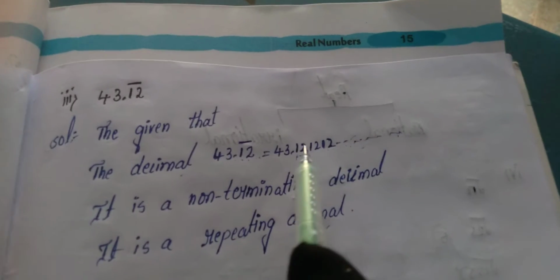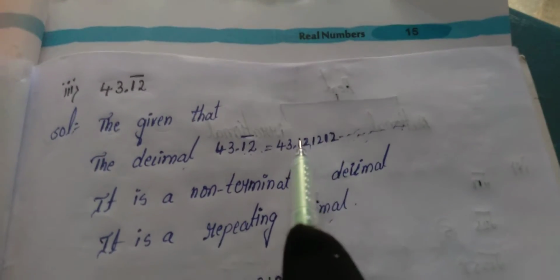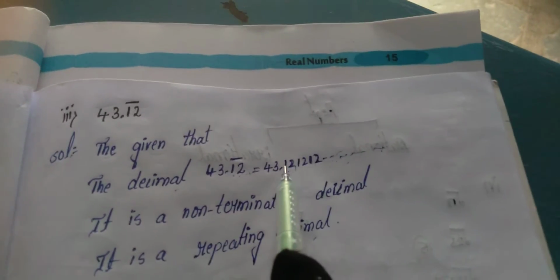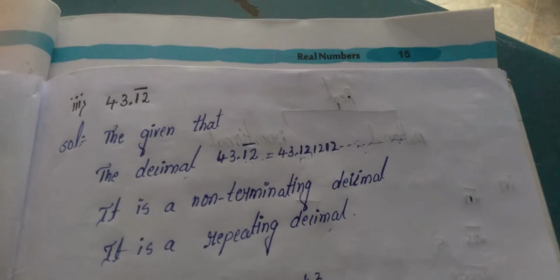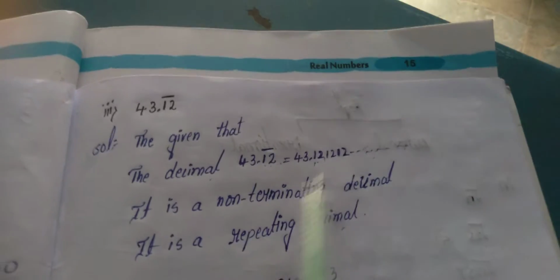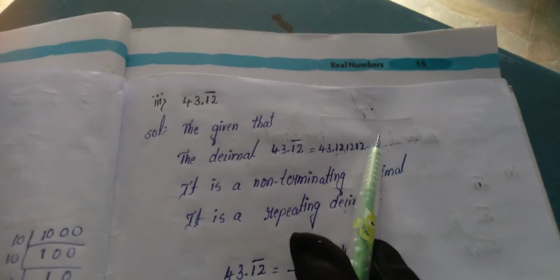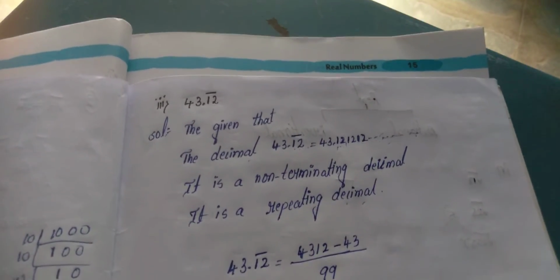And it is a repeating decimal. Why are we taking it as repeating? Because it repeats with the pattern 1 2 1 2 1 2. It is not repeated like 1 2 3 4 5. No, it is repeated 1 2 1 2 1 2. That means it is a repeating decimal. It is non-terminating and it is a repeating decimal. Okay.